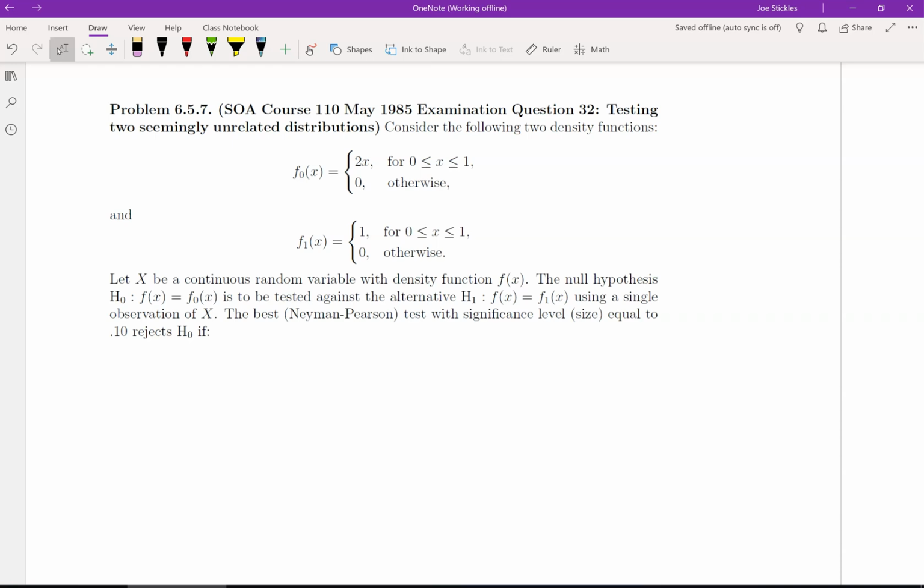So again, the idea was that you would do the likelihood. Now in the video it was the likelihood of theta naught over the likelihood of theta 1. So that was the parameter.